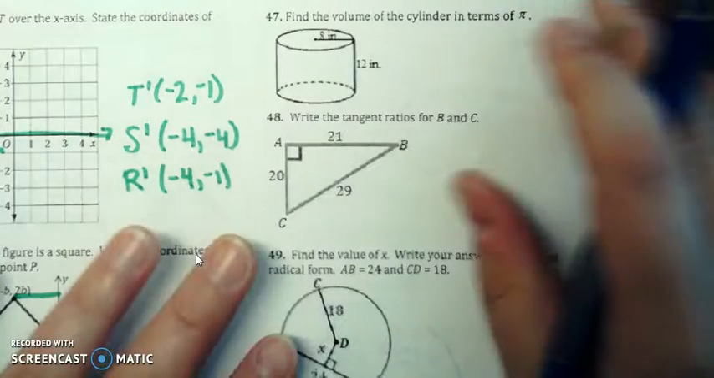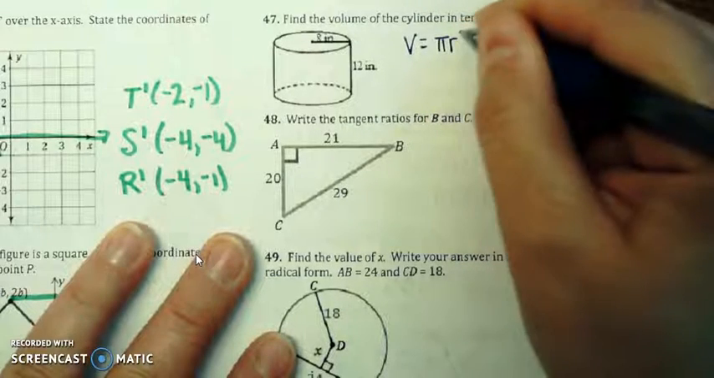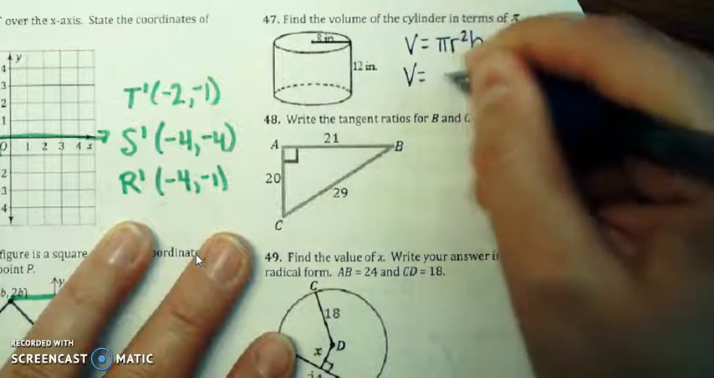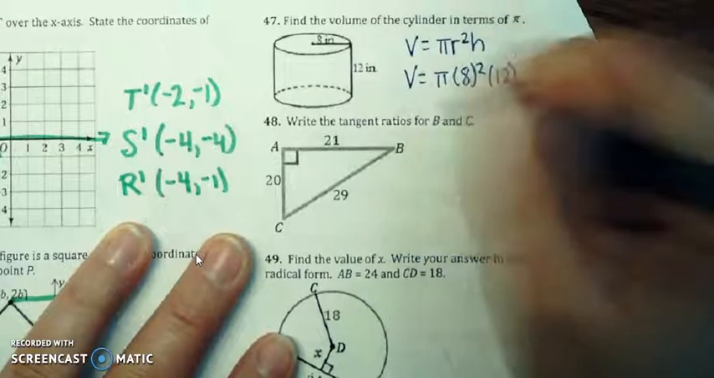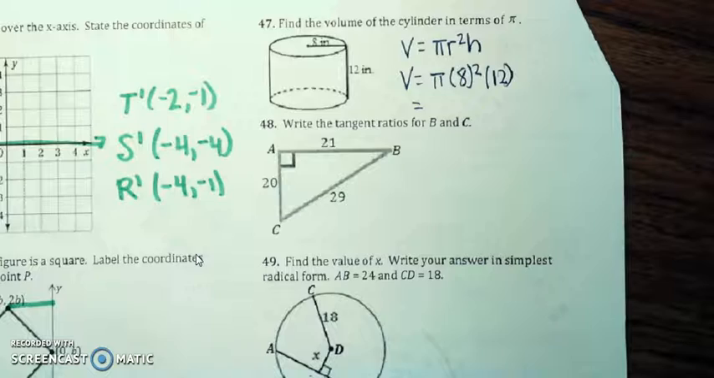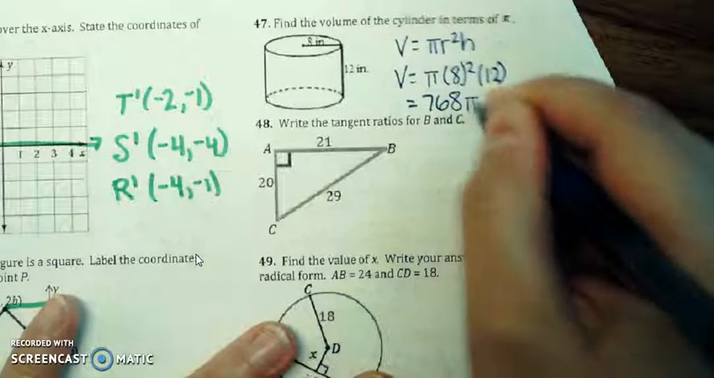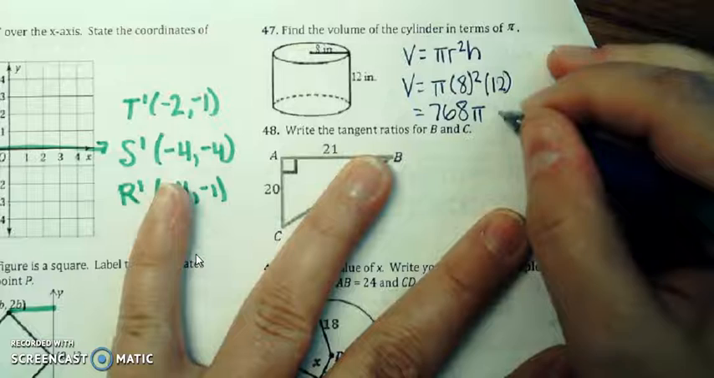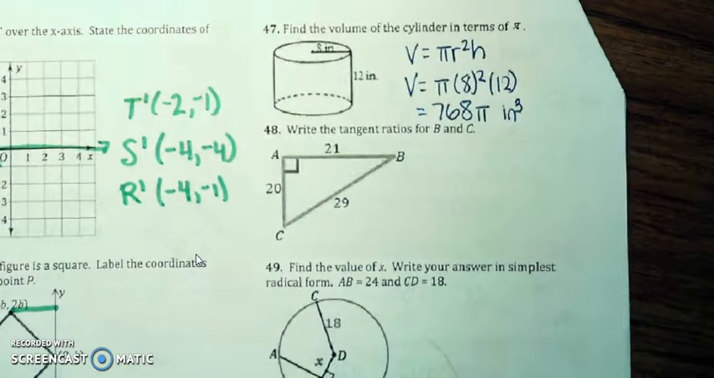For 47 up here, volume of a cylinder, this is on your formula sheet, pi r squared times the height. So for this guy, we've got 8 squared times 12. If I want to leave it in terms of pi, what I'm going to do on my calculator is 8 squared times 12. And we'll just write a pi next to the answer. That's 768 pi, and this would be inches cubed since we're talking about volume.